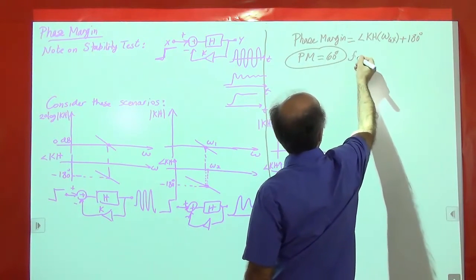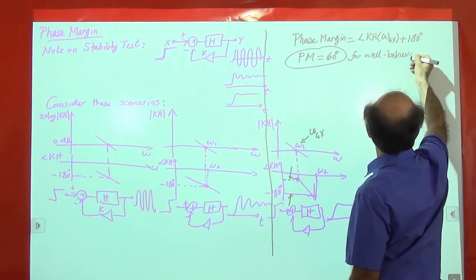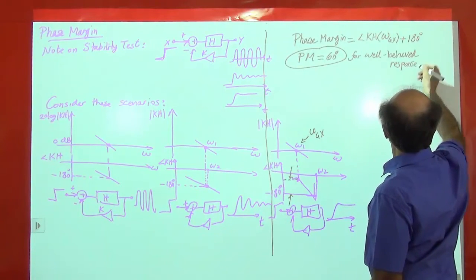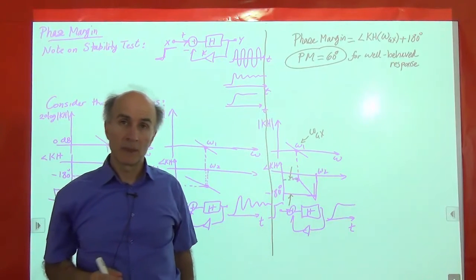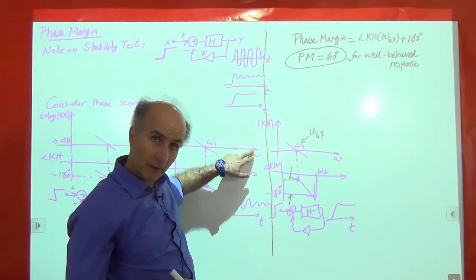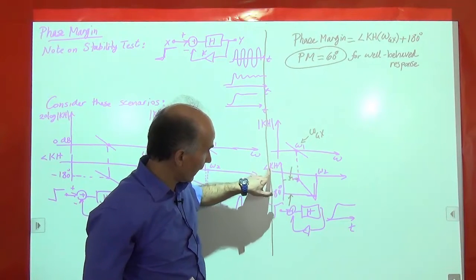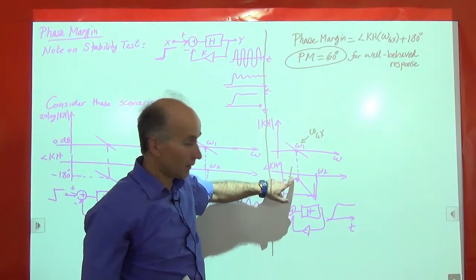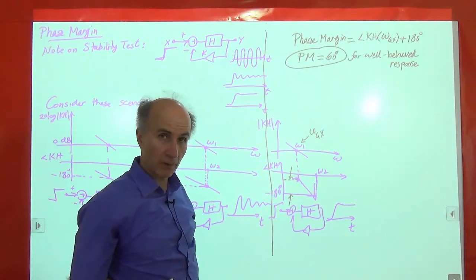Okay? For well-behaved response. So that's a relatively universal number that people use. It's not very strict, so you can go up and down a little bit, but in most cases it turns out to be a good rule of thumb, so that we know that we have to move this frequency to the left so much that the value of the phase of kh, with respect to 180, is 60 degrees away. So what we want to have is minus 120 at the gain crossover frequency.